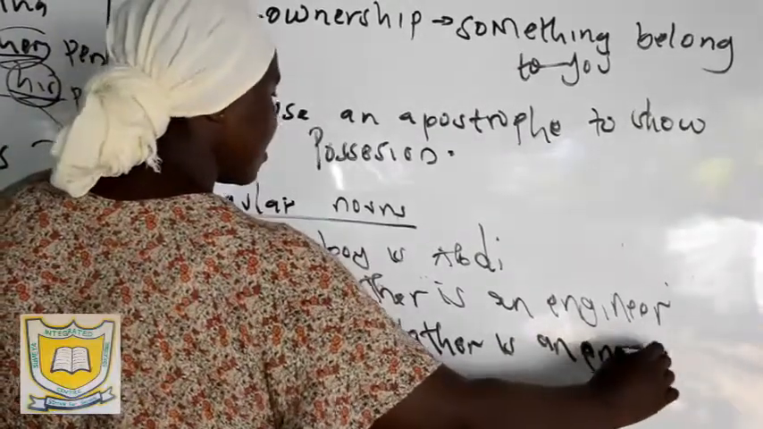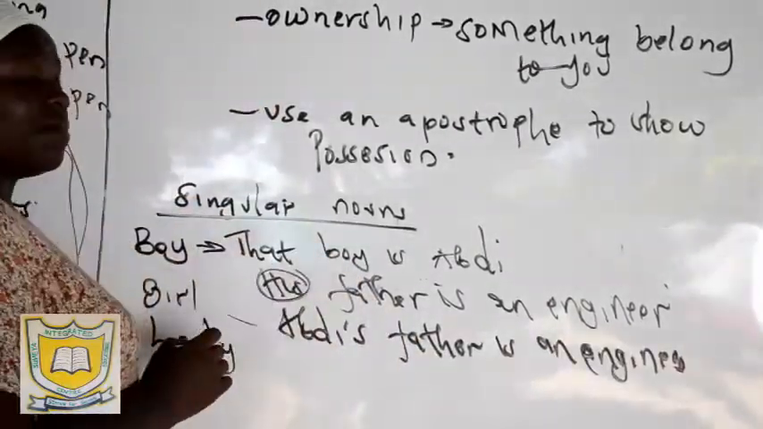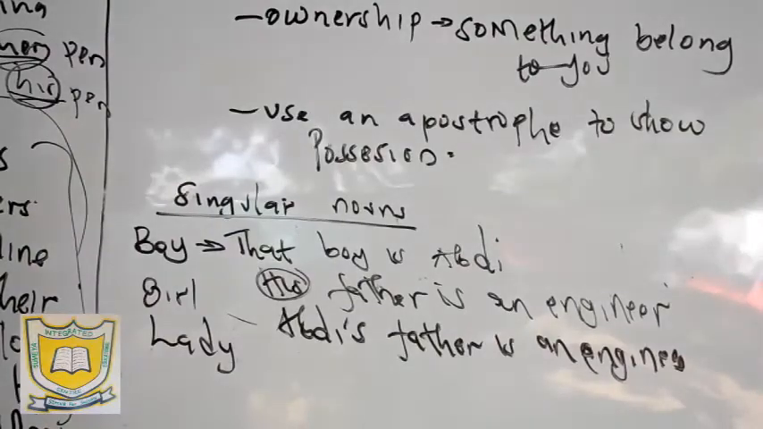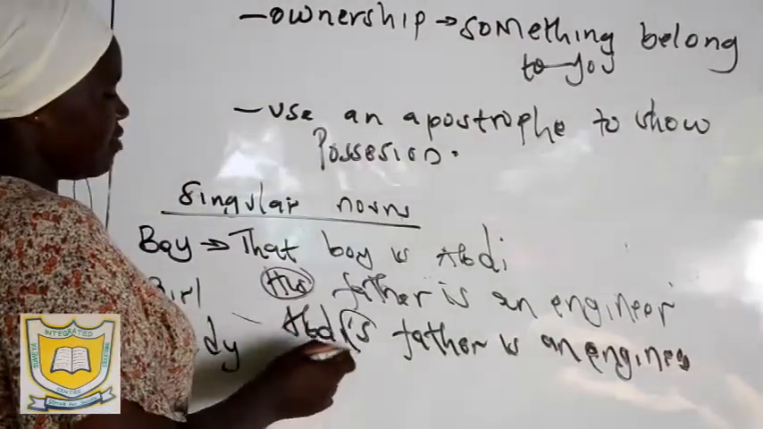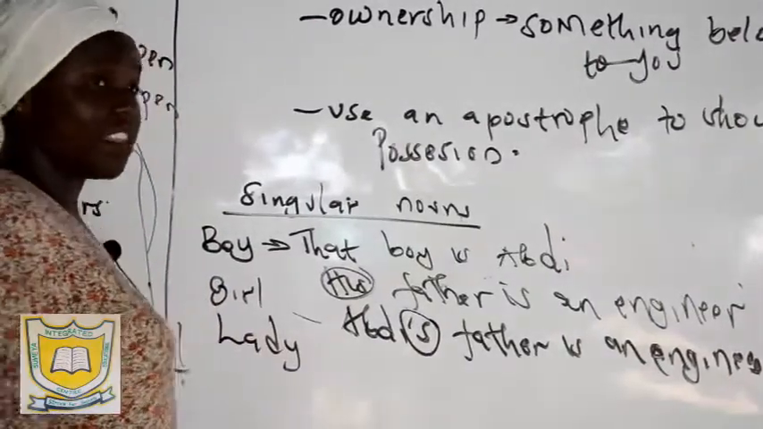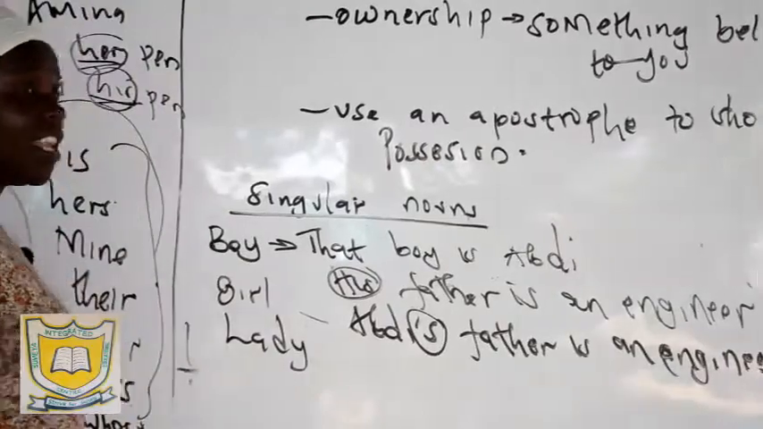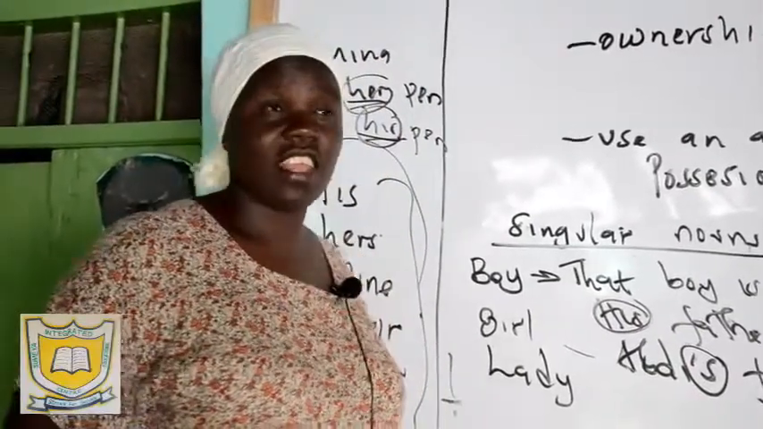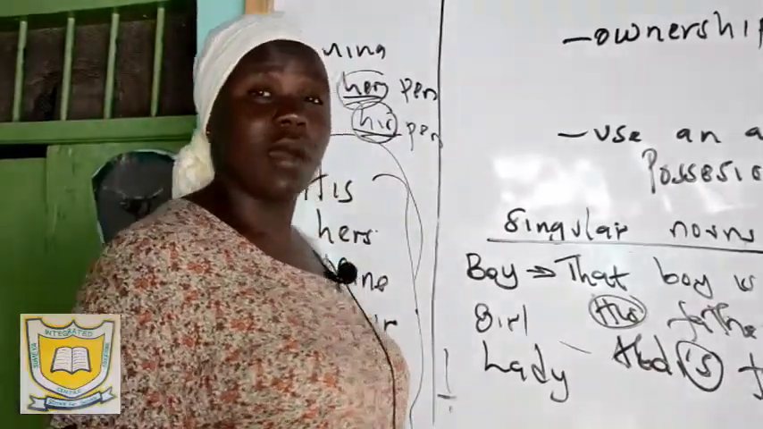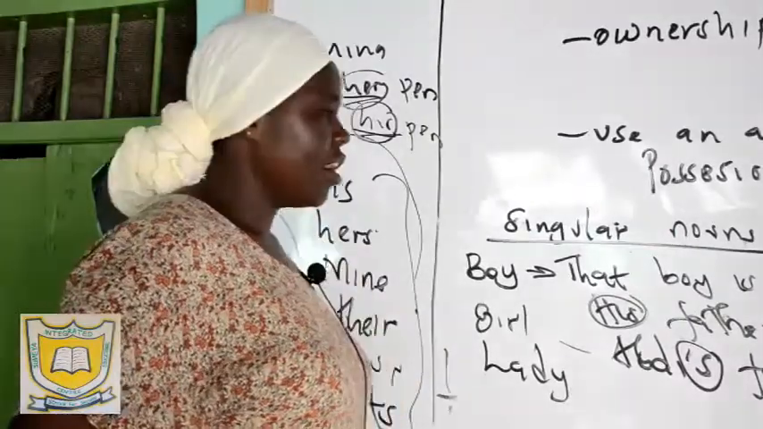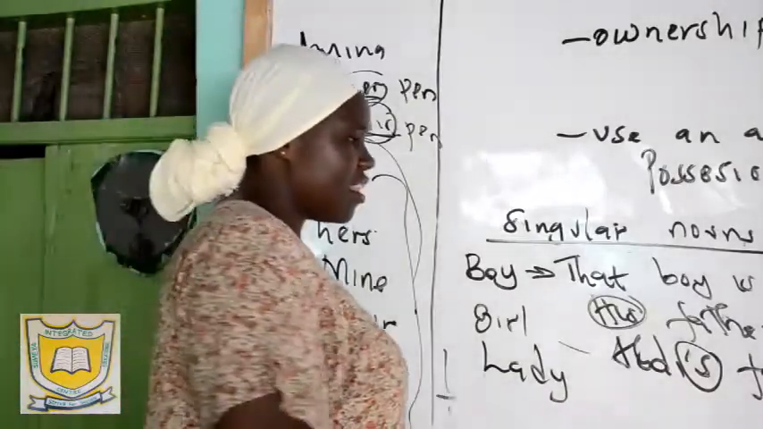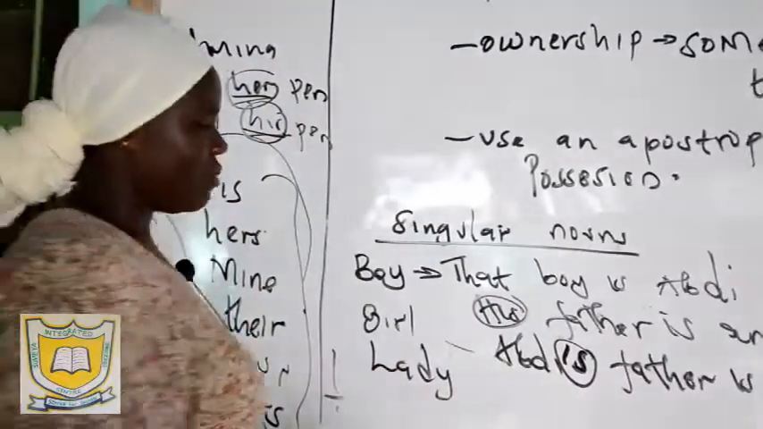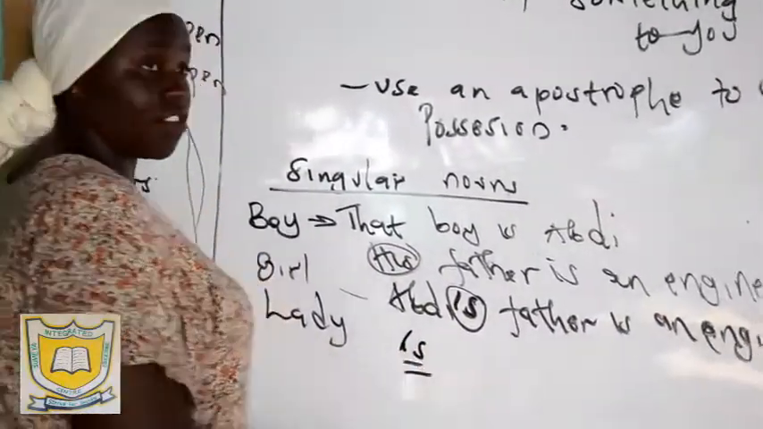Now, you realize that in my sentence, I omitted his and replaced the his, which was possession, with an apostrophe and then an S. What it shows is that the noun is singular and it's showing possession, meaning the engineer father belongs to who? Belongs to Abdi. Abdi's father is an engineer. You are going to omit the possessive pronouns, and replace them with an apostrophe and then an S, which shows possession.